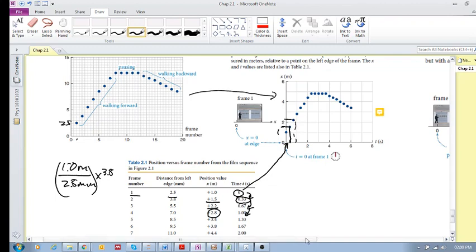Okay, in the next video, which will also be a very short video, we will look at how we can actually change the origin. The origin can be arbitrary, but it doesn't change the relative position.